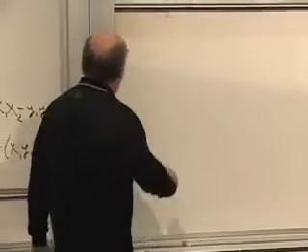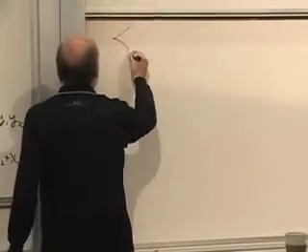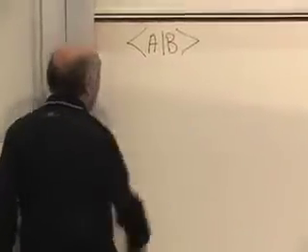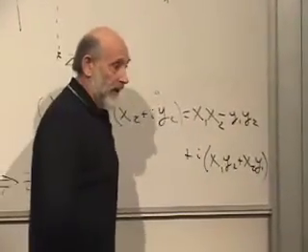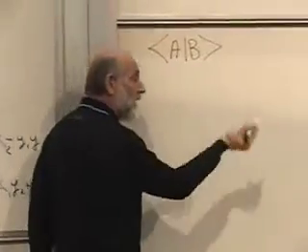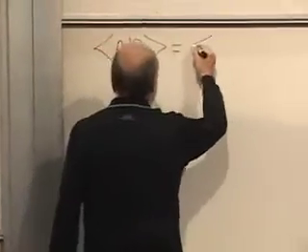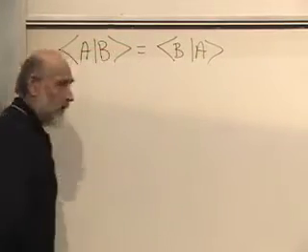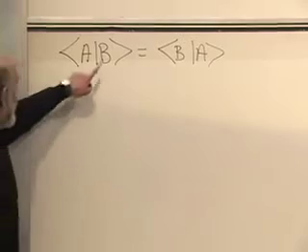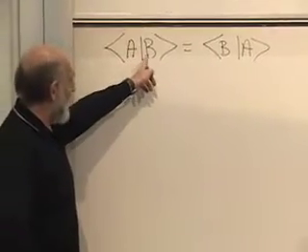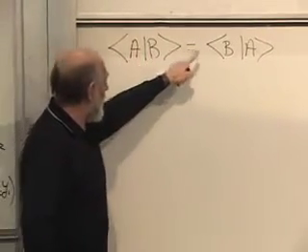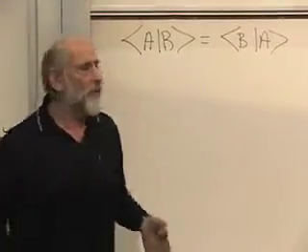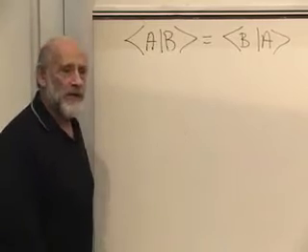Another abstract property is that the inner product of A with B, ket vector B, bra vector A, is related to, but is not equal to in general, the inner product of B with A. Notice what I've done here. Effectively, I've complex conjugated both A and B. I've replaced A by the complex conjugate of B and B by the complex conjugate of A. What would you expect to get on the right-hand side here?